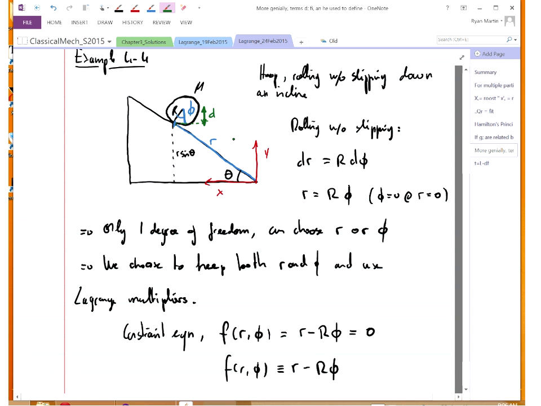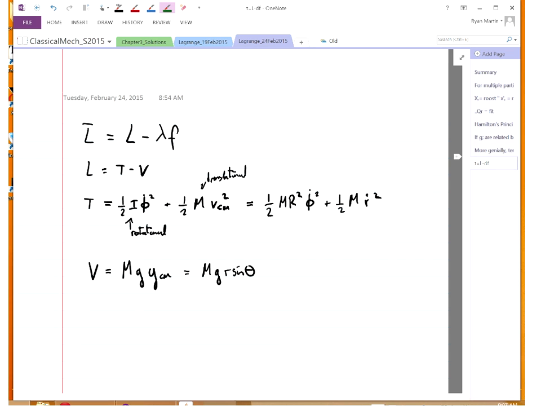Now, for calculating the potential energy, this term b is a constant, right? It doesn't depend on where you are along the incline. The difference in height between the point of contact, which is at r sine theta, and the center of mass is going to be a constant. So when I write the potential energy, it's going to be mg r sine theta plus mg b, but this is a constant.